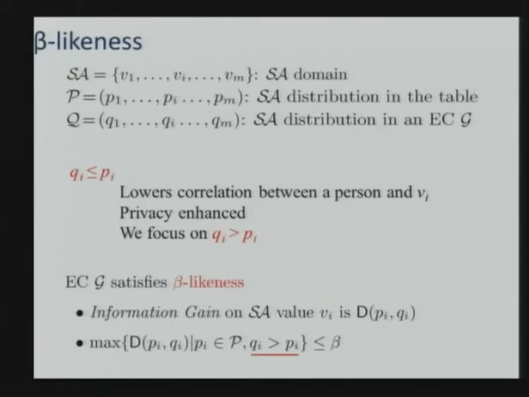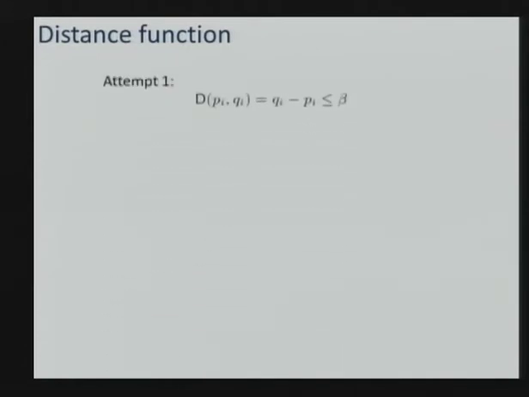Here, I only talked about the distance, but there can be a lot of distance functions. In the following, I will introduce the distance function to be used for our model. The first, fairly simple distance function is the absolute difference. That is, qi minus pi is smaller than or equal to beta.